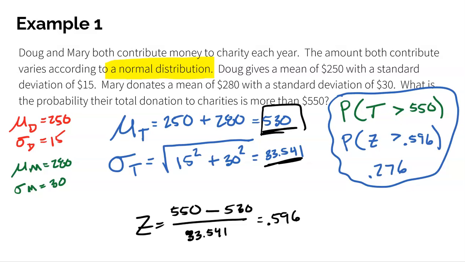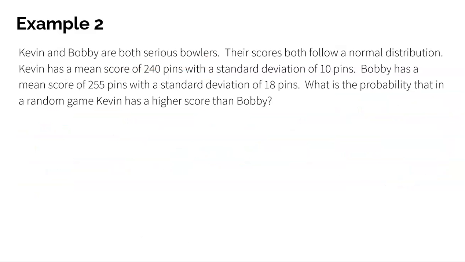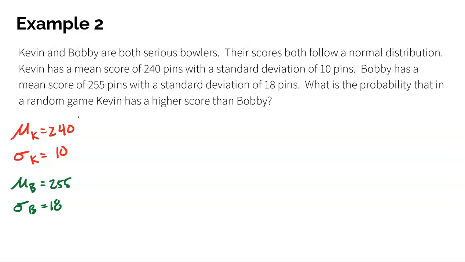All right, next question. Kevin and Bobby are both pretty serious bowlers. Their scores both follow a normal distribution. Kevin has a mean of 240. He's bowled lots of games, but he's got his good days and his bad days, so Kevin's standard deviation is 10. Then we've got Bobby, who's a little bit better on average than Kevin. He has an average of 255 pins. Standard deviation for Bobby, and he's got his good days and bad days as well, is 18 pins.